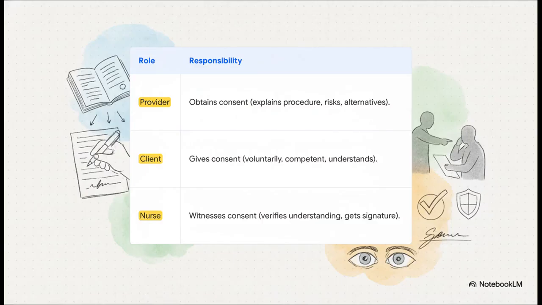So who does what? It's pretty clear-cut. The provider, the doctor, the surgeon, their job is to obtain the consent. They do the explaining. The client's job is to listen and give the consent voluntarily. And what's your job as the nurse? Your job is to witness that signature. But more than that, you're the final safety check. You're there to confirm, hey, did you really understand everything the doctor said? You are that patient's last line of defense.